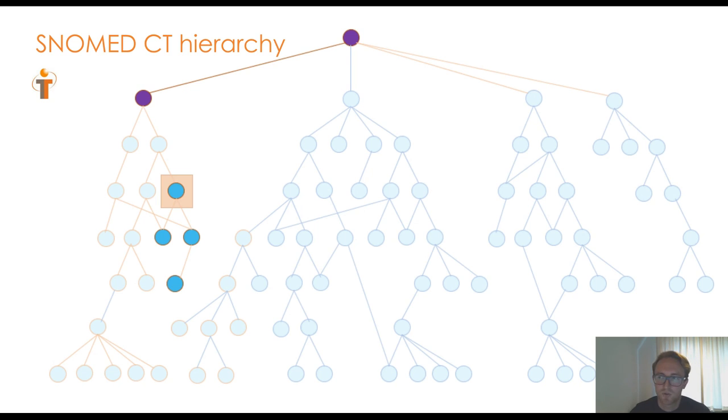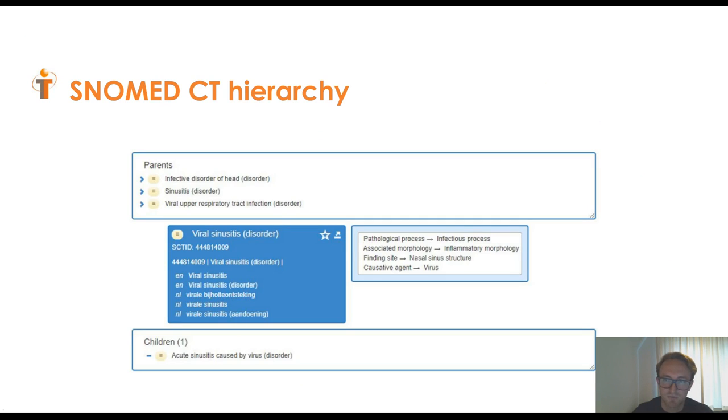All disorders that are more specific should be lower in this tree. We can use this hierarchy to make a list of SNOMED IDs that are related to our research question.